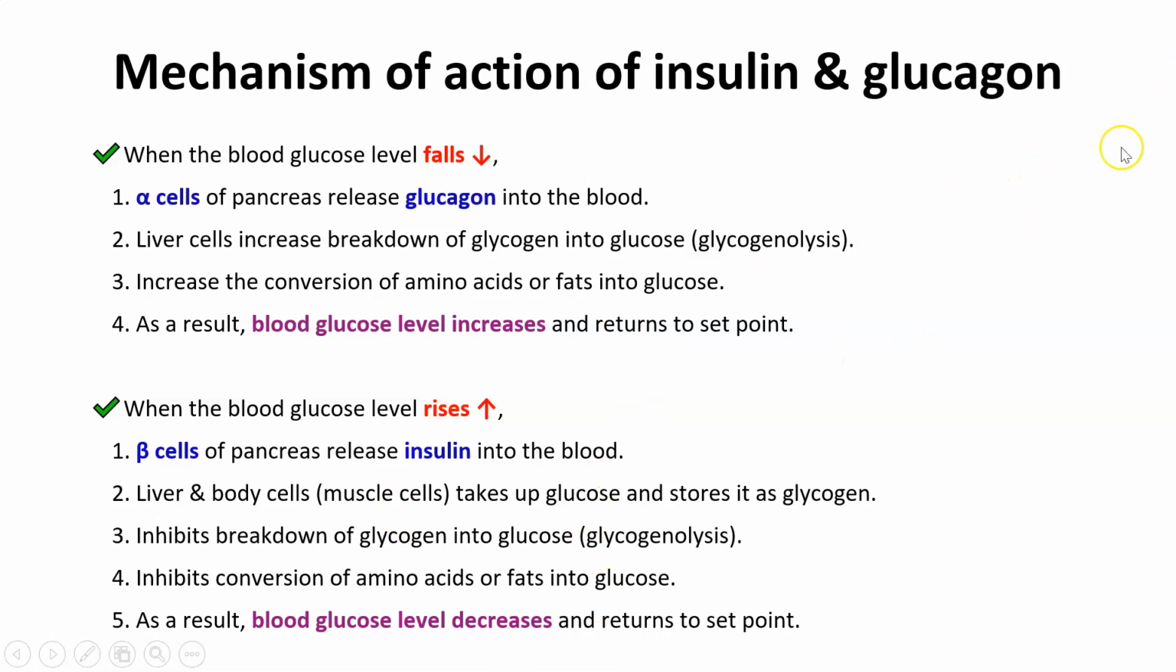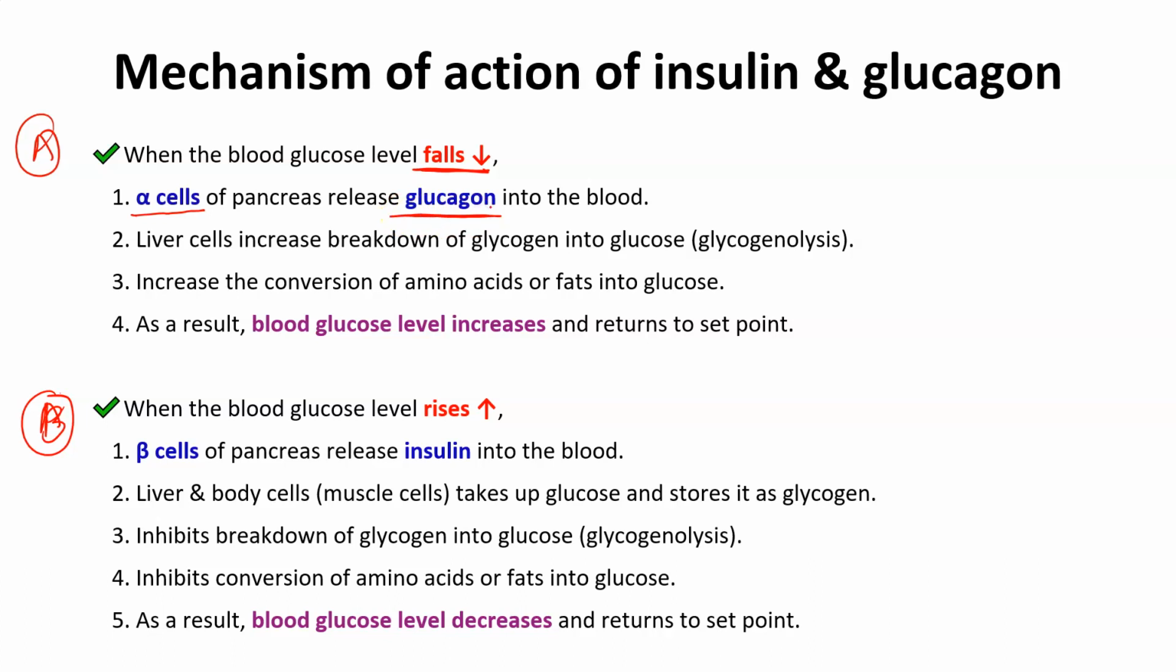Alright, so the mechanism of action of insulin and glucagon. We have two situations here, situation A and situation B. Situation A, what happened? When blood glucose level falls, for example when you are fasting and not eating anything, the alpha cell of the pancreas releases the hormone glucagon.